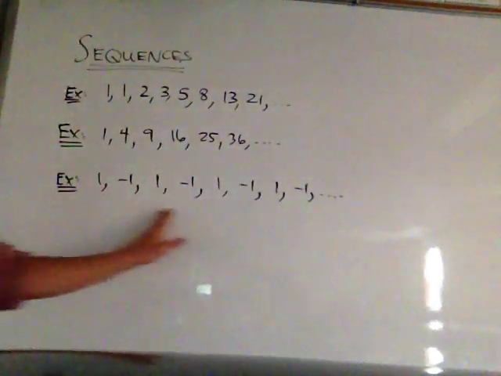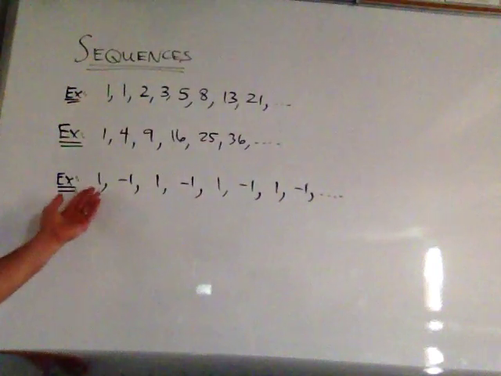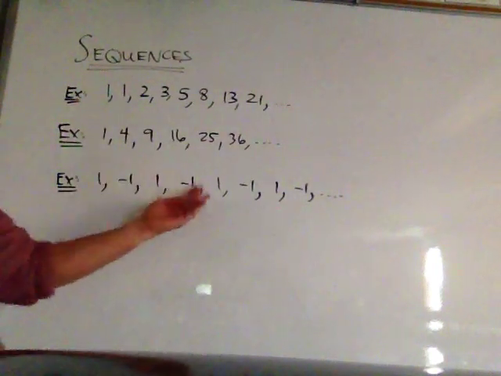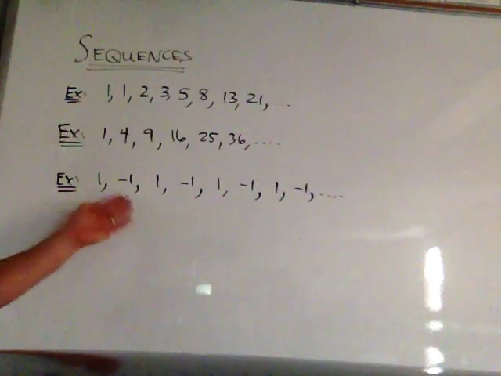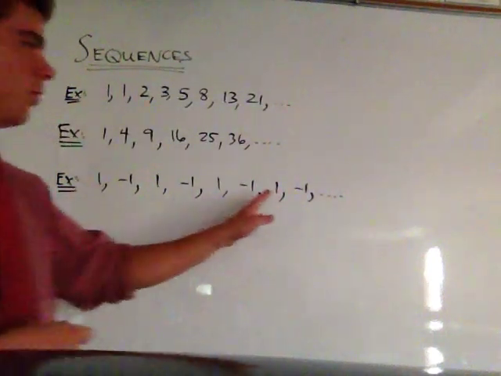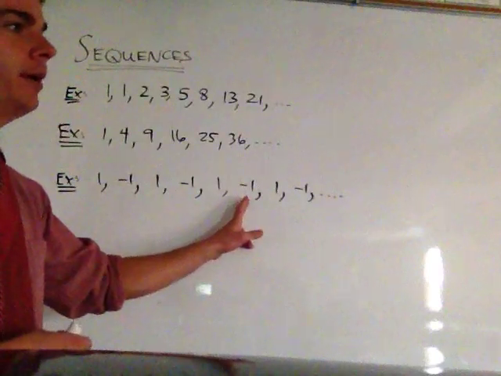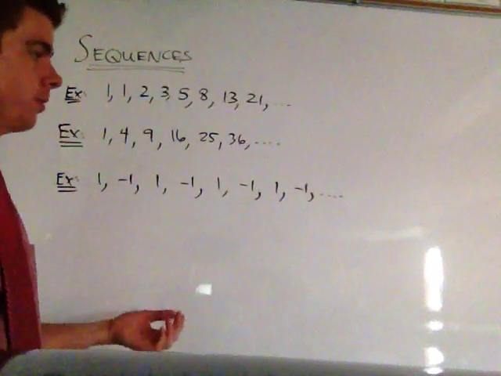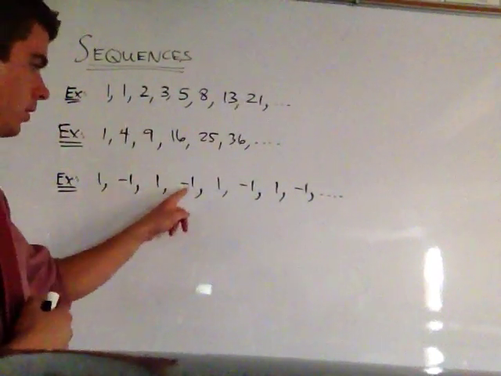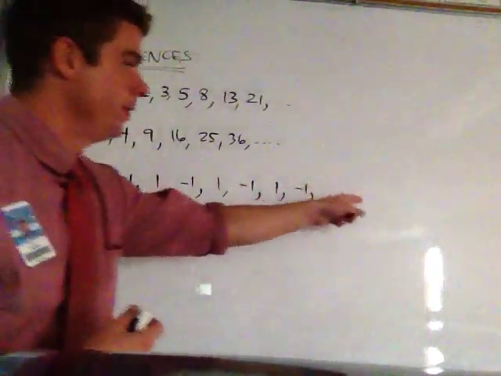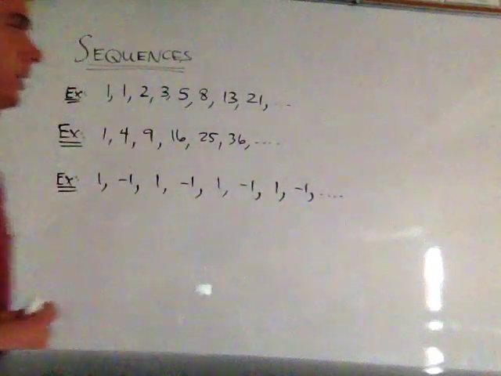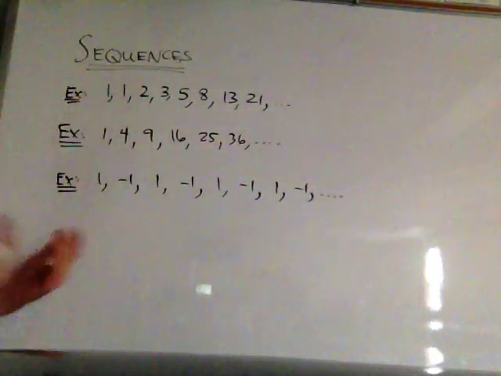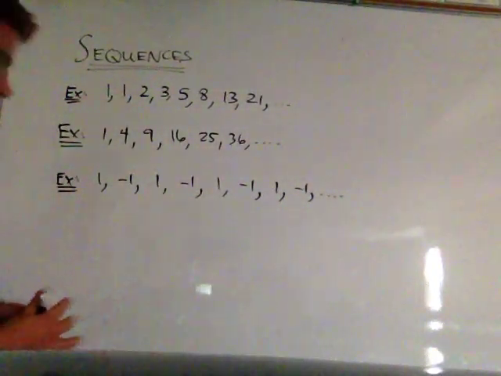The last sequence is 1, negative 1, 1, negative 1, 1, negative 1, 1, negative 1. Similarly, in this sequence I don't necessarily need to know the previous term. If I want to know the 250th term, I know the 250th term is even, and therefore it would be a negative number, where all of the odd terms would have been positive. So again, these are just three examples of sequences that have been listed out.